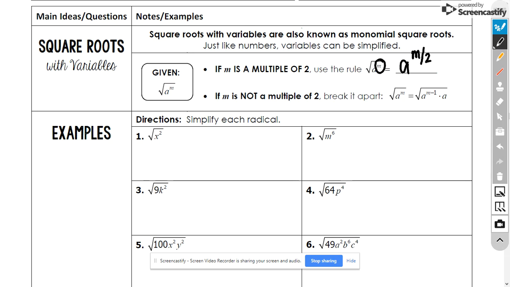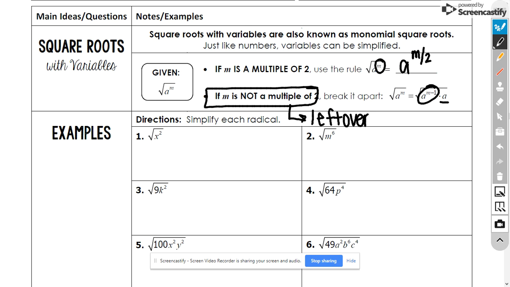However, if it's not a multiple of 2, it does get a little complicated. I know this formula is kind of confusing, so we'll do several examples together. Now, if it's not a multiple of 2, you make it a multiple of 2, having 1 left over. All right? So whenever it is not a multiple of 2, just note that you're going to have leftovers. Okay?